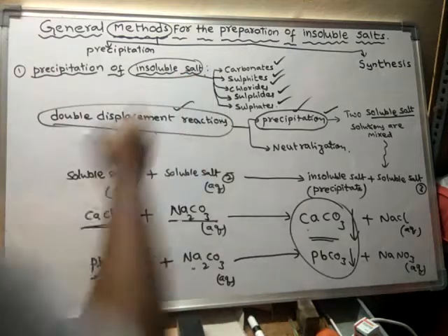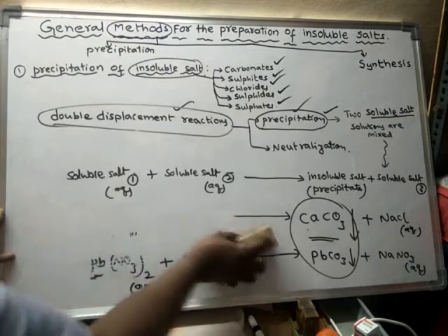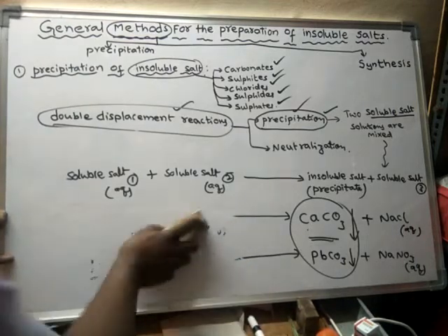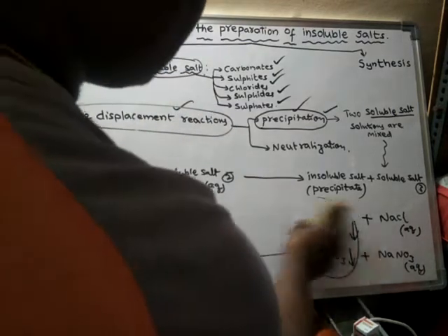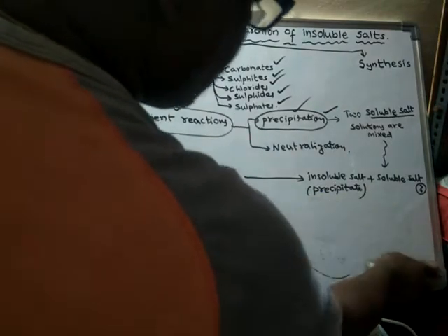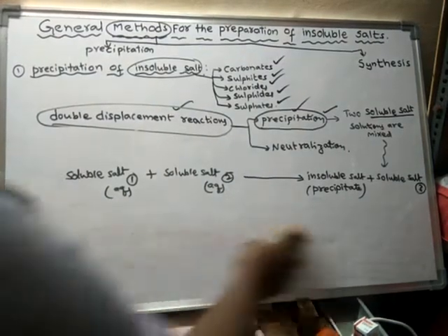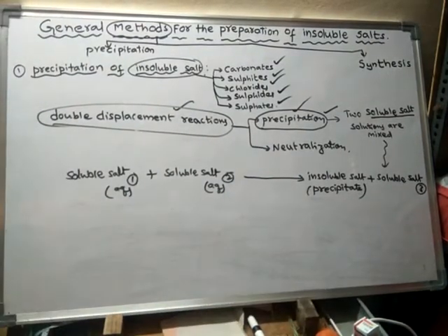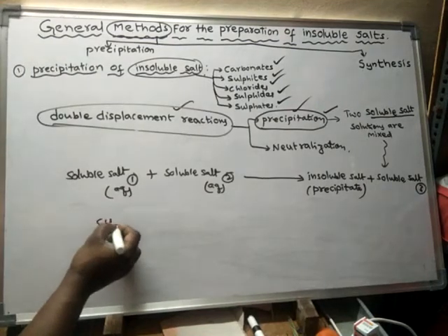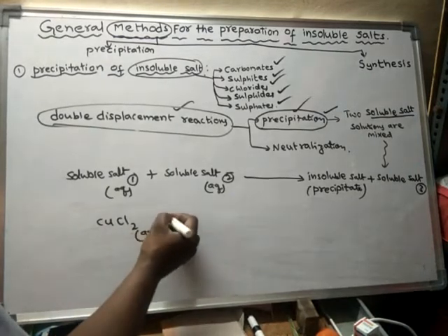Okay, how can insoluble sulfides be prepared? We will learn one or two examples for preparation of sulfides. Insoluble sulfide salts, how are they prepared? Example, take copper chloride. It is also a soluble salt. Aqueous solution of copper chloride.